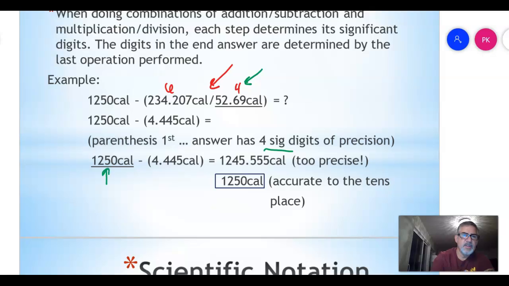So this is the tens place, and this, right, is the thousandths place. So the tens place is least accurate. So my answer, I have to round it to the tens place. Right, then this would round up. Right, that's my tens place. I get 1250. It can't be more accurate than my least accurate measurement.